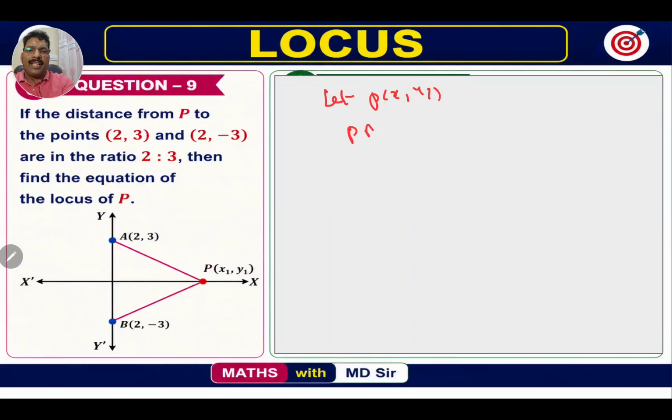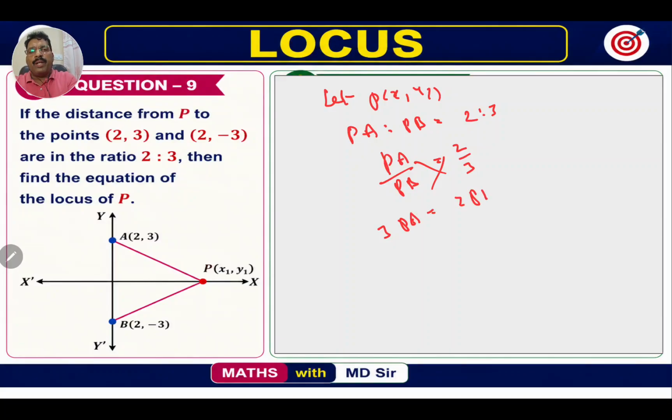Your given condition is PA is to PB equal to 2 is to 3. PA is to PB, we can write as PA by PB, so PA by PB is equal to 2 by 3. By cross multiplication, 3 PA is equal to 2 PB. So to avoid square roots, squaring on both sides, 9 PA square is equal to 4 PB square.